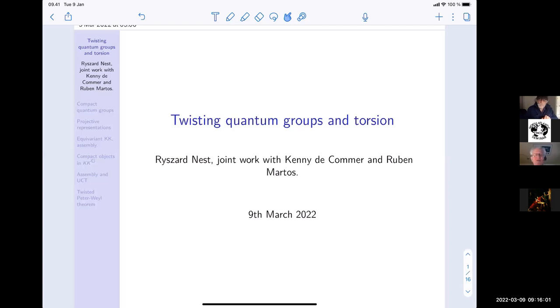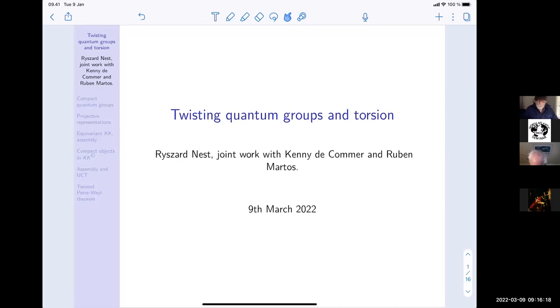So as you can see, the title is about twisting quantum groups and torsion. It's a joint work with Ken de Commer and Ruben Martos. And I will start slowly. So I will start by talking about quantum groups, right?